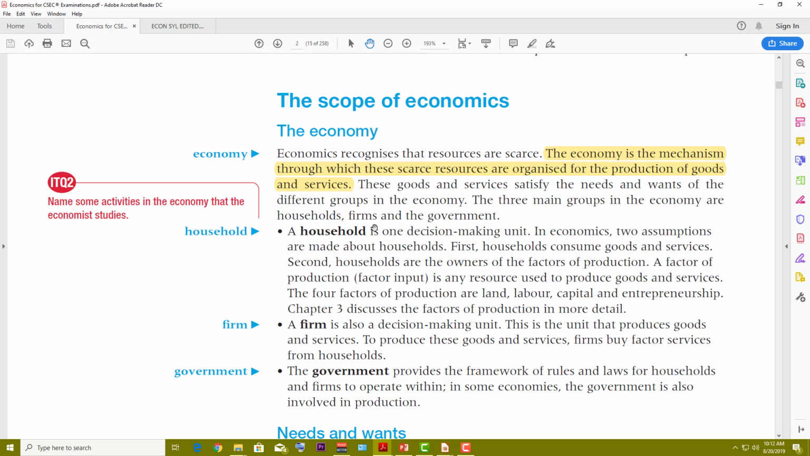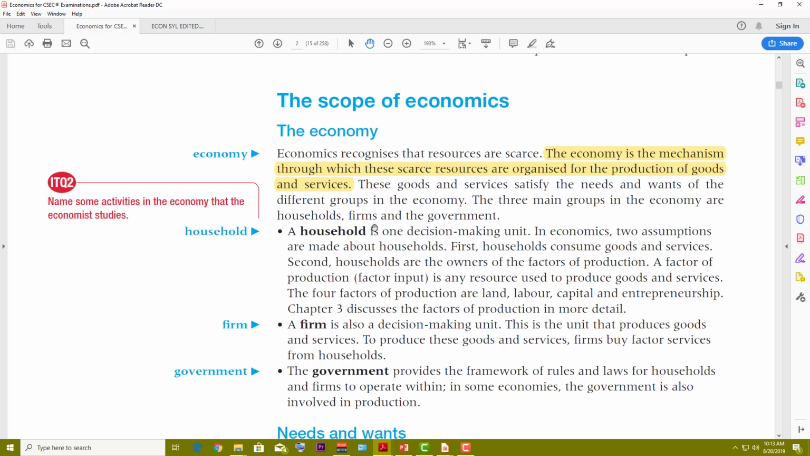In other words, you can say the economy answers three basic questions. It answers what, how, and for whom. What to produce, how to produce it, and for whom the goods and services are produced. So the economy answers three fundamental questions: the what, how, and for whom.